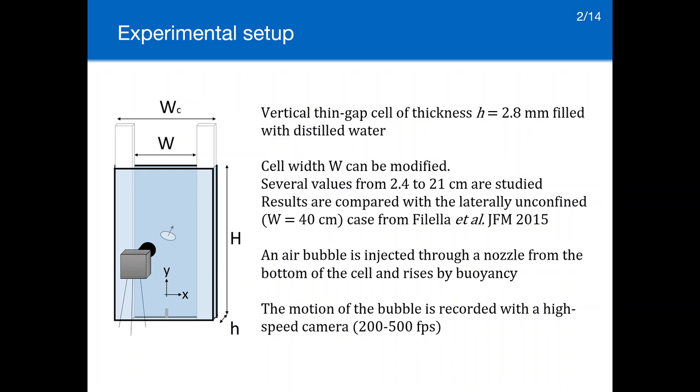Here is a scheme of the experimental setup, which consists of a cell of thickness 2.8 millimeters that is filled with distilled water, and air bubbles are injected at the bottom. The width of the cell can be modified from 2.4 to 21 centimeters using internal walls, and we compare the results with a case of 40 centimeters of width from the literature, from a cell of a similar gap thickness.